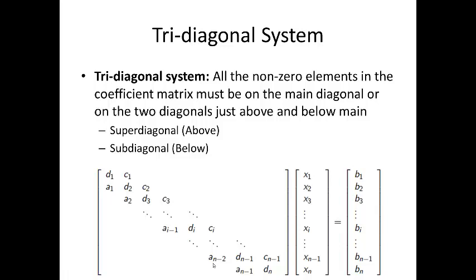Tri-diagonals are a banded type of system, and they're of practical importance in many applications. All the elements not displayed here, all the ones that would be up here and down here, are zeros. So let's look at this in a bit more mathematical detail on the next slide.